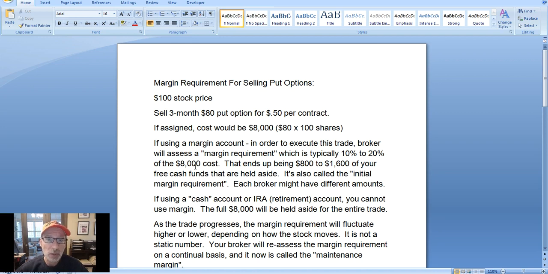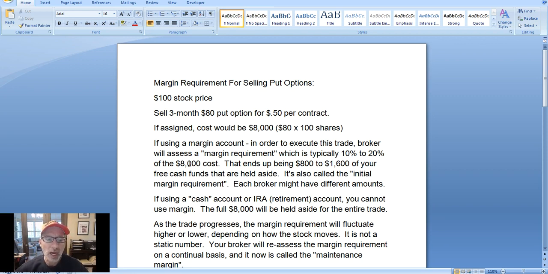That's why we love selling put options, because we get money and we get to choose a price where we potentially want to buy a quality stock. So it's a great strategy. And as you probably know, if you've been watching my YouTube videos, I make a lot of videos about selling put options, so you can go back and watch some of the prior videos. So let's talk about the margin requirement.